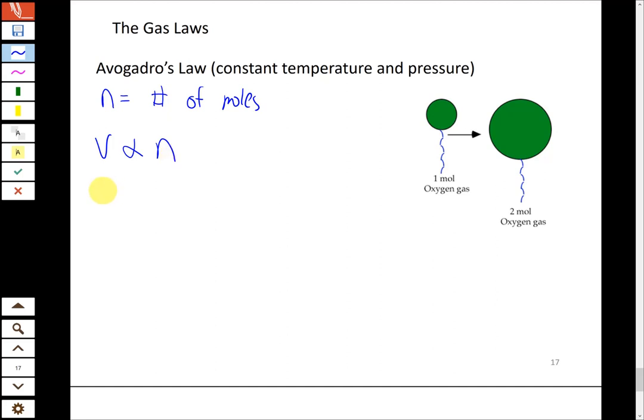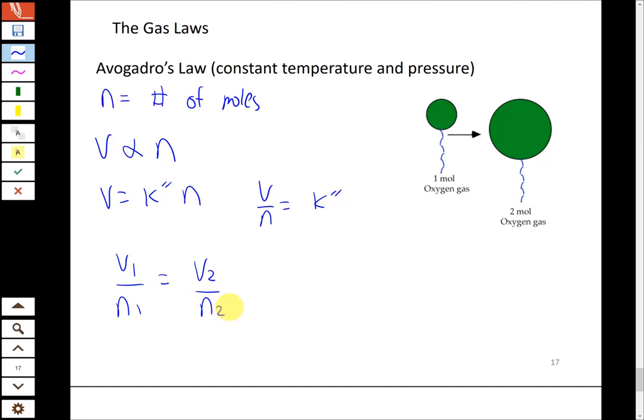And so again, we can write this as an equality with the constant, I'll call it K double prime, again not implying any sort of relationship between these constants that are ill-defined, but the more useful way is to move everything over. Volume divided by number of moles is equal to a constant, and that means if we're changing those, V1 over N1 will equal V2 over N2.